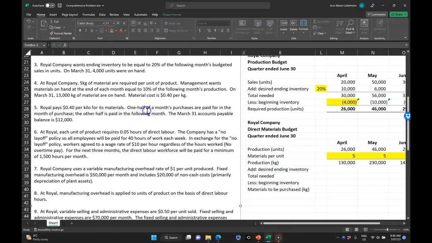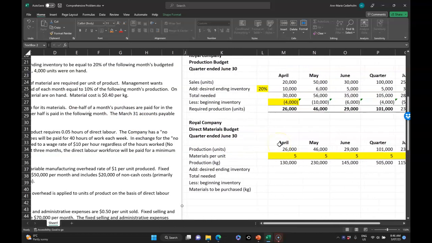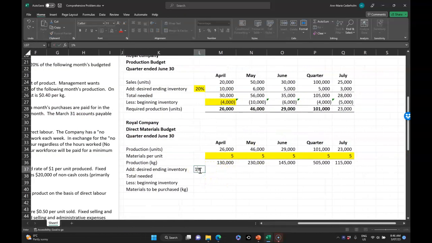So in the question it tells me that management wants materials on hand at the end of each month equal to 10% of the following month's production. Okay, so we'll do the same thing here. So I'll put the 10% here. So 10% of the following month's production. So that would be the 230 in kilograms times 10%. Then I'll have 145,000 kilograms at 10%. Then I'll have 115,000 kilograms at 10%.